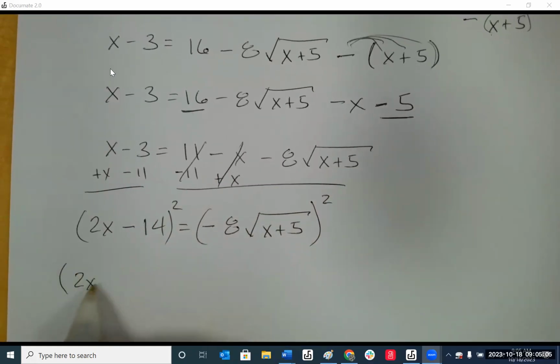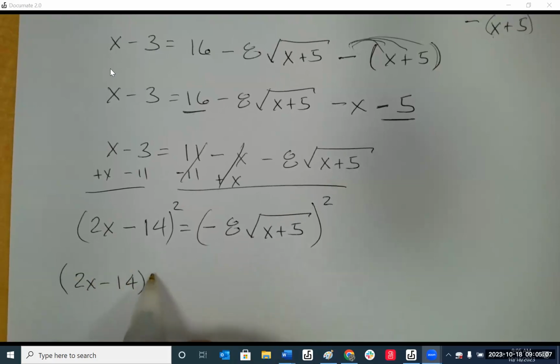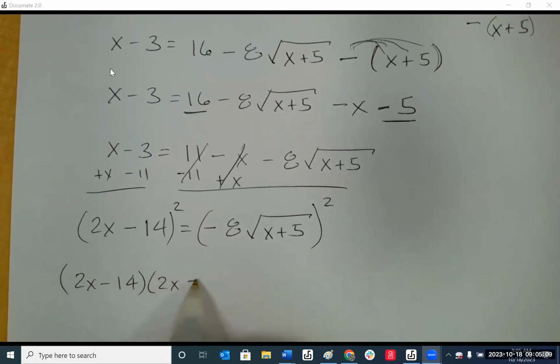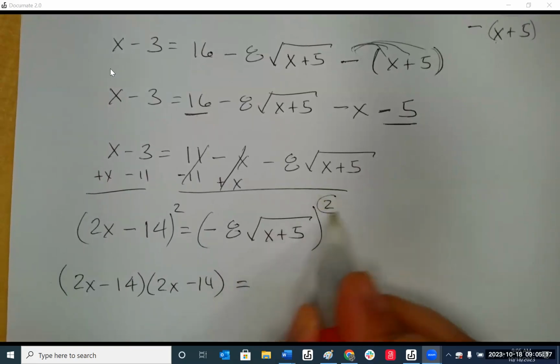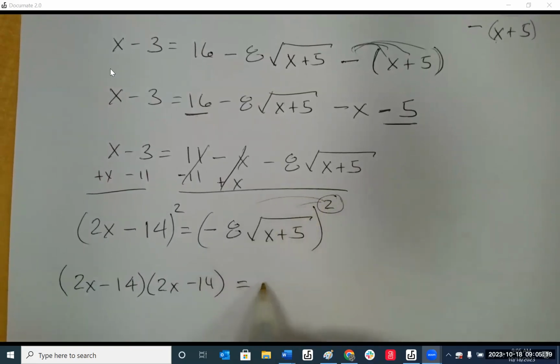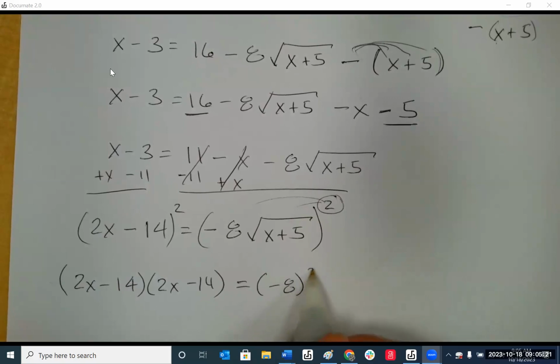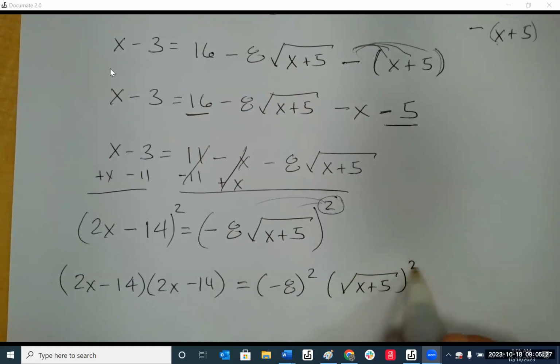So we have 2x minus 14 times 2x minus 14. And this negative 2 goes to both of those. So it's negative 8 squared times radical x plus 5 squared.